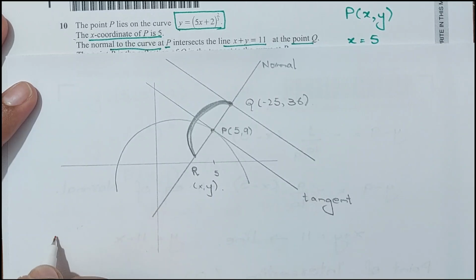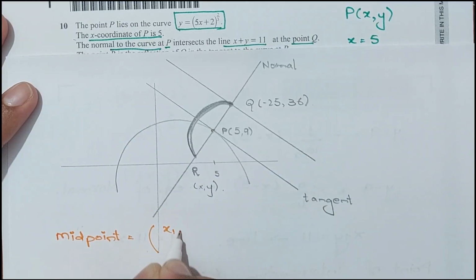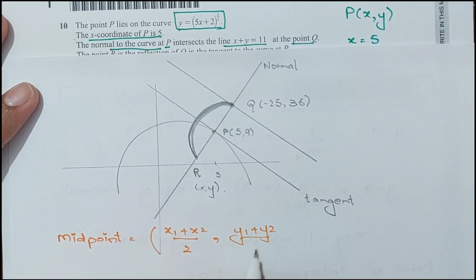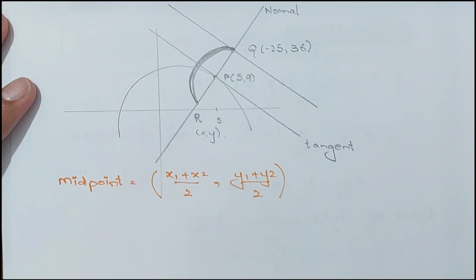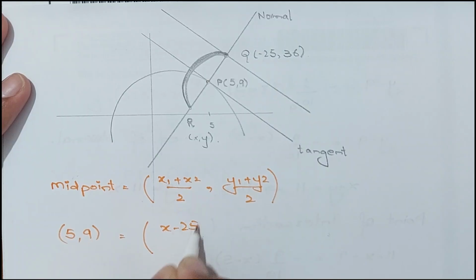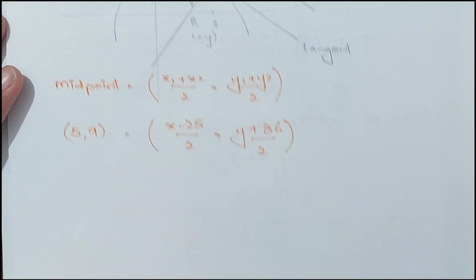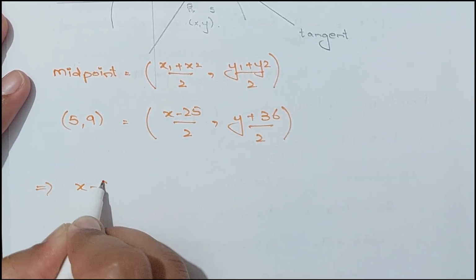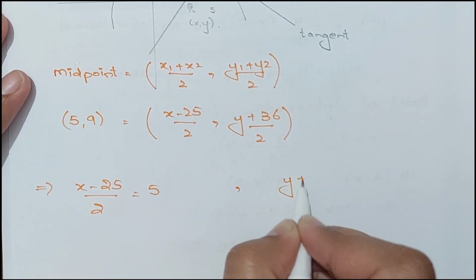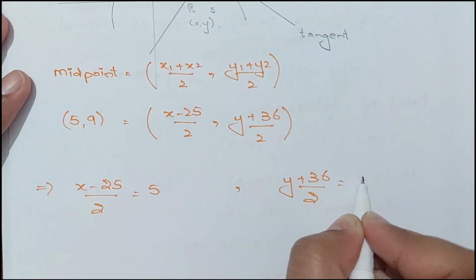So we have the midpoint formula. The midpoint: adding the x components, (x1 + x2) divided by 2, and the y components, (y1 + y2) divided by 2. So P serves as the midpoint in this case. So (5, 9) is the midpoint and we have (x, y) and (-25, 36). So we can say (x - 25)/2 = 5 and (y + 36)/2 = 9.